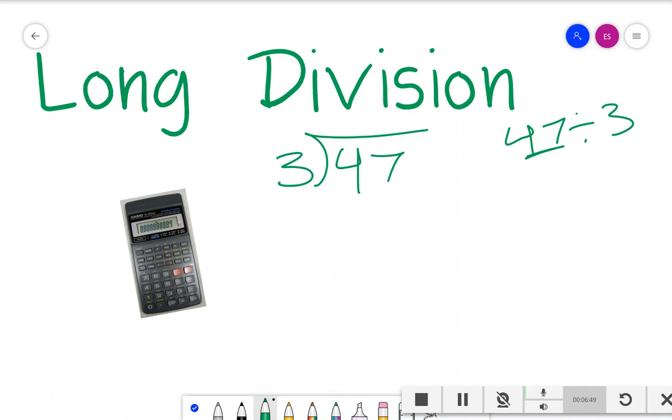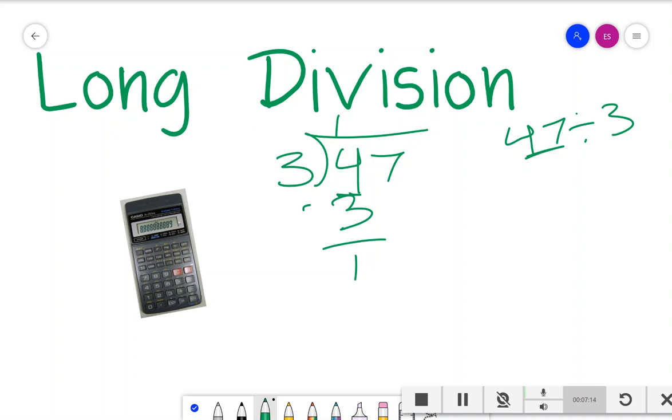So let's start with the tens place, the 4 in 47. So 3 goes into 4 how many times? Well, 3 times 1 is 3. 3 times 2 is 6. So the closest number without going over is going to be 1, because 3 times 1 is 3. So now we'll put that 3 down below and subtract to find the remainder.